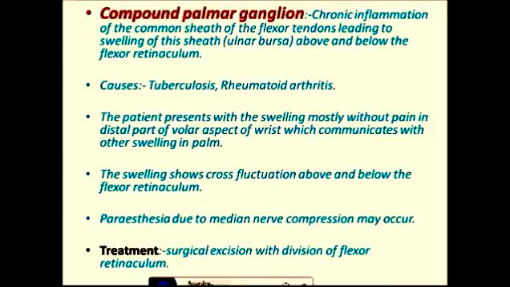The causes can be tuberculosis or rheumatoid arthritis. The patient presents with swelling mostly without pain in the distal part of the volar aspect of the wrist, which communicates with the other swelling in the palm. The swelling shows cross fluctuation above and below the flexor retinaculum because the swellings are interconnected. Paresthesia due to median nerve compression may occur. The treatment is surgical excision with division of the flexor retinaculum.